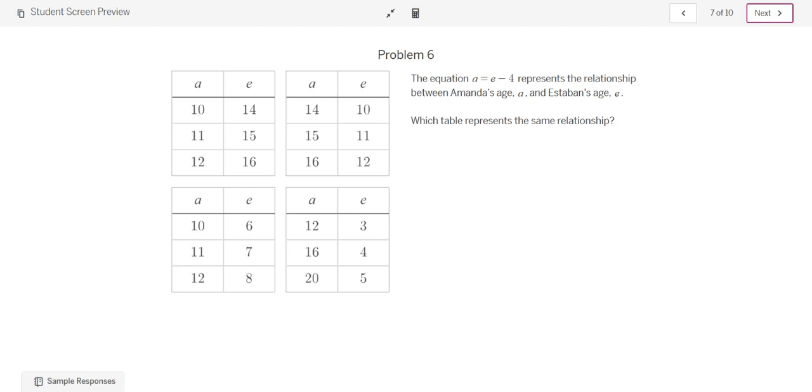A equals E minus 4 represents the relationship. Okay, so E is going to be bigger. Minus 4 is the first one. Because E minus 4 would be 6. E minus 4 would be 2. E minus 4 would be negative 1. So yeah, that's the only one that makes sense.